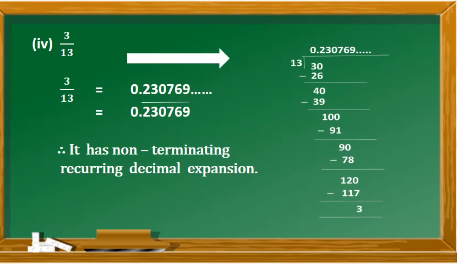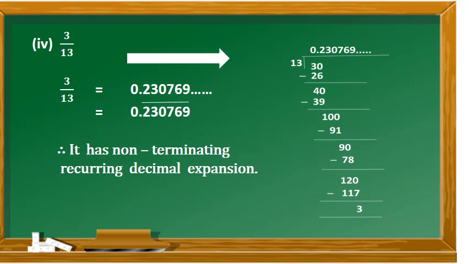Now add a 0 to 12 such that it becomes 120. 13 divides 120 9 times, that is 13 9s are 117. 120 minus 117 gives the remainder 3. Now what do you observe? See the remainder. That 3 is the same as the beginning of the division, that is the dividend 3.